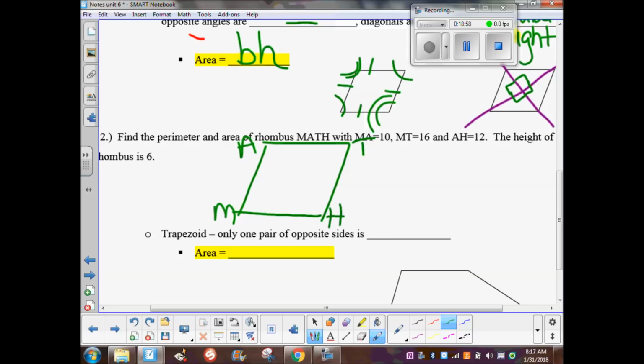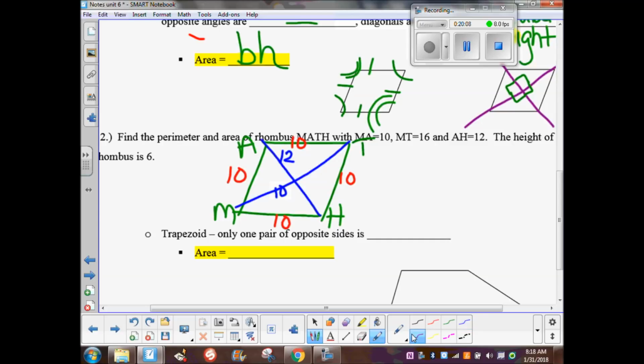Now it says that MT is 16. What are they talking about? MT is the what? Say it, Anna. Diagonal. Okay, so MT is the diagonal. And AH is the what? It's the other diagonal, and that's 12. The height is 6.